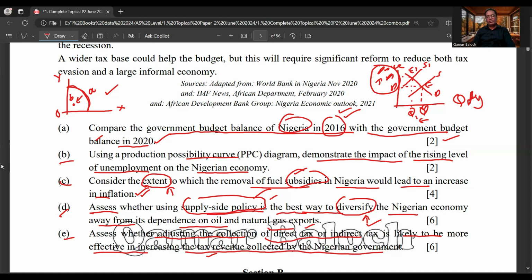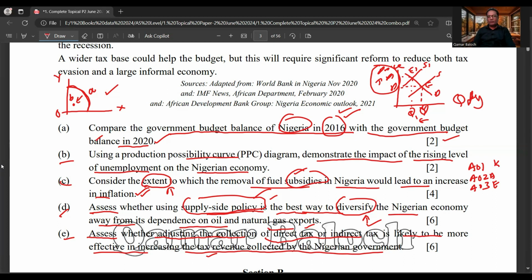So again, the question starts with the command word assess. When the question starts with the command word assess, you have to write about the three assessment objectives: assessment objective 1, assessment objective 2, assessment objective 3. Assessment objective 1 is knowledge, assessment objective 2 is analysis, and 3 is evaluation. Evaluation here means just conclusion.